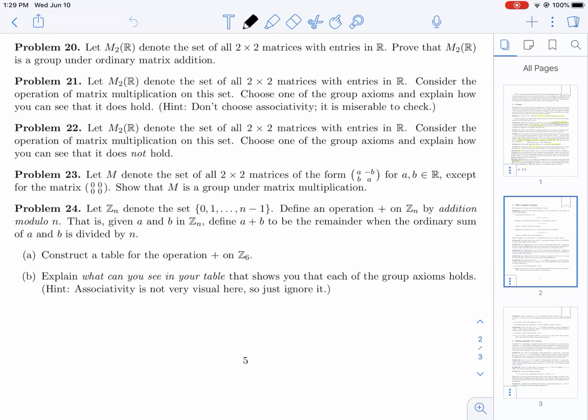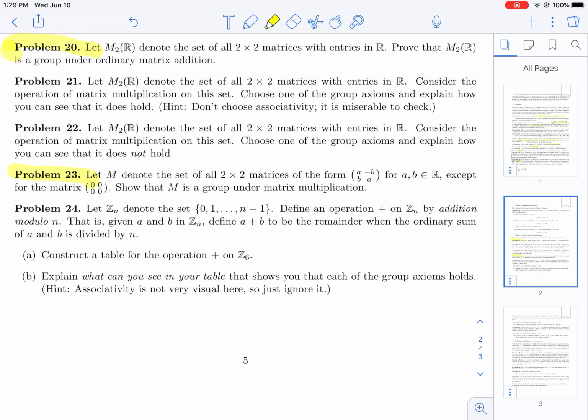Alrighty, I wanted to record some comments for you guys about these 5 problems. I just want to highlight the fact that problem 20 and also problem 23, those were the 2 problems that asked you to prove that a certain set with a certain operation is a group. And that might be familiar to you from your days in abstract algebra class.